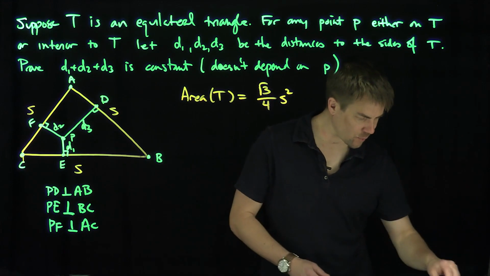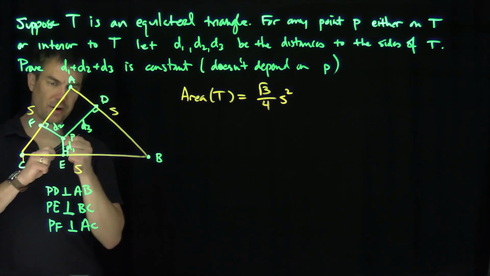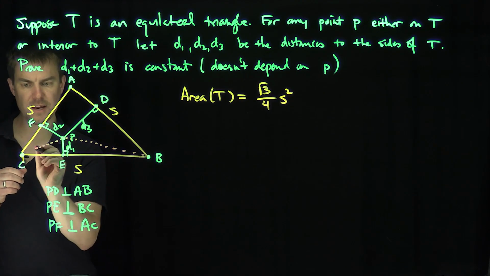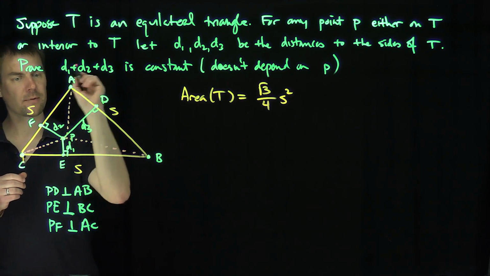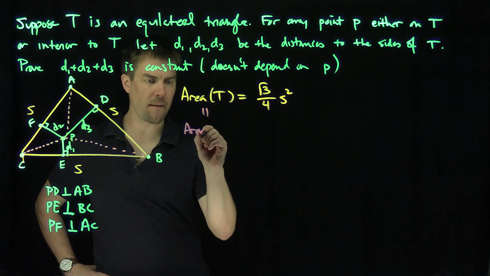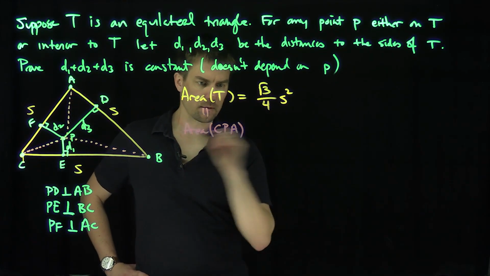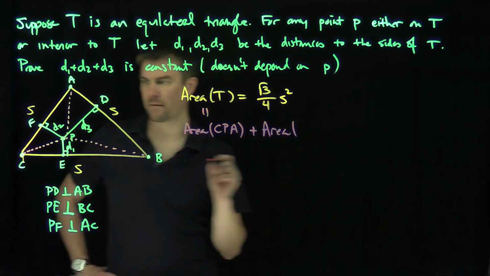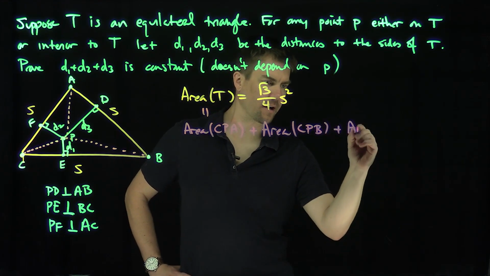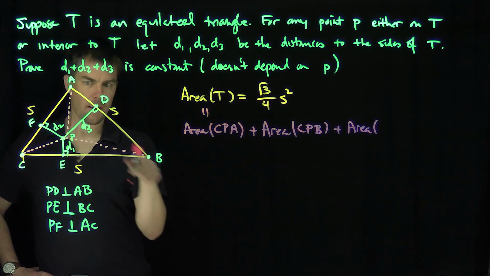Now, what can I do to prove this? What I'm going to do is the following. I'm going to look at these three triangles over here. So I'm going to take P and connect it to B, connect it to C, and connect P to A. So now the area of T is also equal to the area of these three triangles. It's equal to the area of the triangle CPA, plus the area of the triangle CPB, plus the area of the last one, BAP.